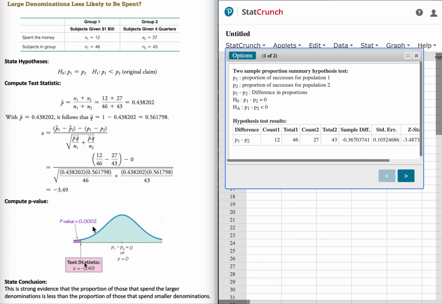And so if the p-value is very small, typically less than 0.05, this is evidence that the proportion of those that spend the larger denominations is less than the proportion of those that will spend smaller denominations. So this is a two-proportion z-test.